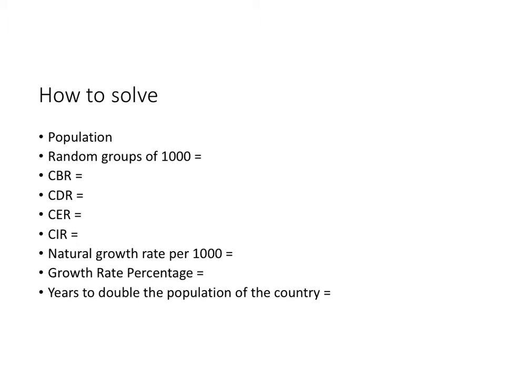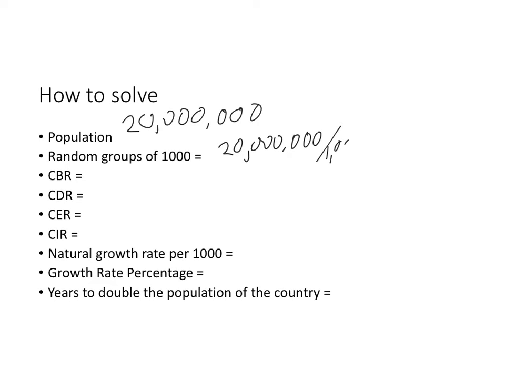Our population is 20 million people. In order to know how many random groups of 1,000 there are in that, you have to take the 20 million and divide by 1,000. That will give you the number of random groups of 1,000. You can just cross out zeros, make the division a little easier, and that's going to be 20,000.